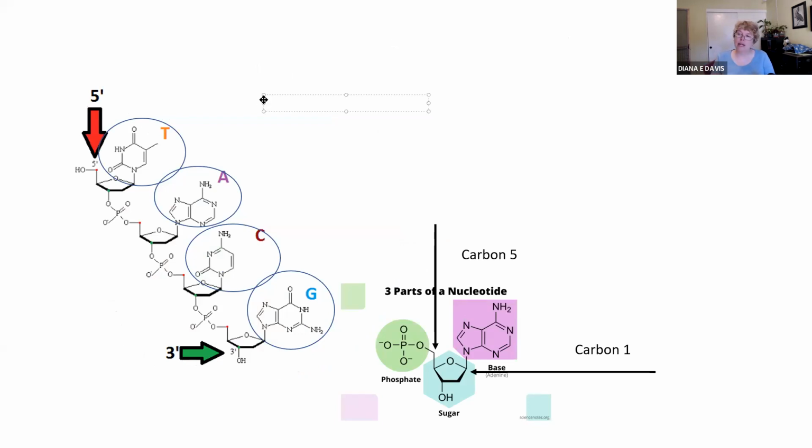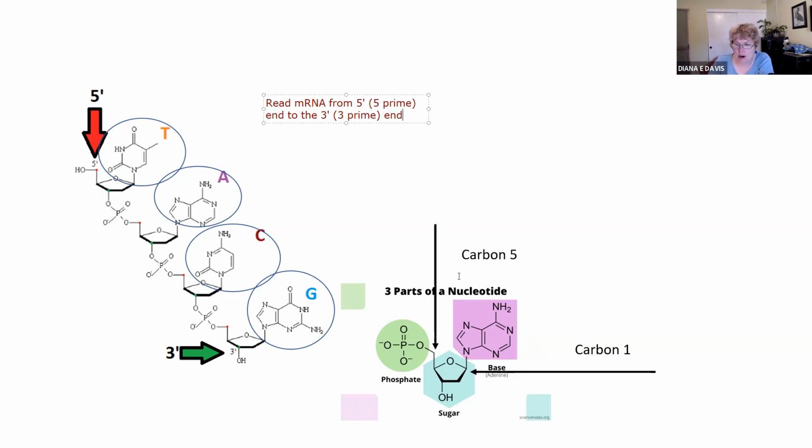When we are reading an mRNA sequence, we read mRNA from what we call the 5 prime to the 3 prime. It makes sense, right? You have to read the gene or the messenger RNA in the correct direction. If you read it in the other direction, you're not going to get the same protein.